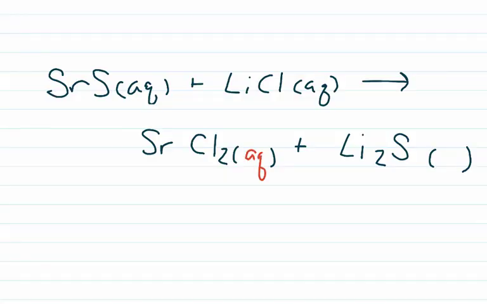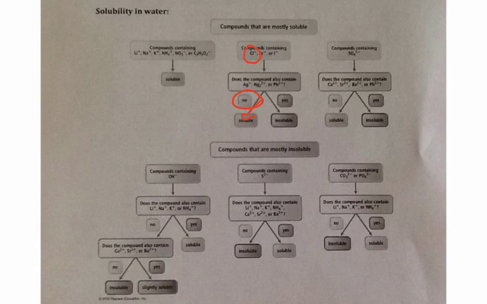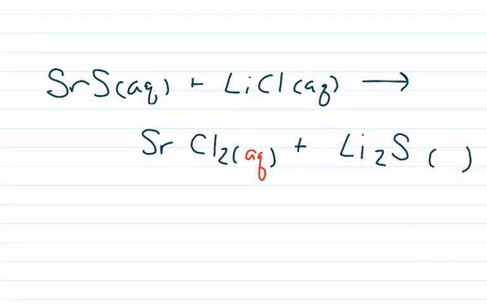Our next one, lithium sulfide. So we can go about this 2 ways. We can look for sulfide. It says, does the compound also contain lithium? Yes, which makes it soluble. Alternatively, you could have looked for lithium here, which is always soluble. If it's soluble, that means it's also aqueous. Since neither of these possible products is a solid, that means that, in fact, this reaction does not happen. There is no reaction.